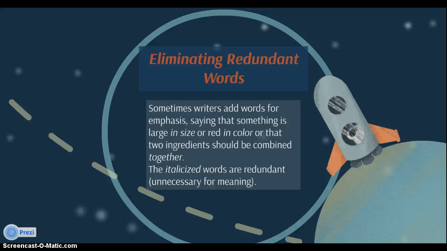Let's look at some examples here. If somebody says something's large in size, well, of course it's large in size because large is a measurement of size. Or if they say it's red in color, well, red is a color, so you don't have to say it's red in color, you can just say it's red. Or how about if you said two ingredients should be combined together? Well, how else would you combine something? You can't combine ingredients apart, so of course they have to be combined together. Saying those extra words is redundant. You can take them out, no meaning at all will be lost, and in fact, your writing will be much, much stronger. So eliminating redundant words is a good way to bring conciseness to your writing.